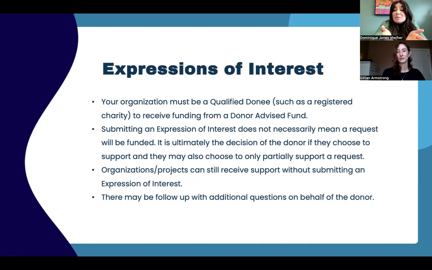In terms of best practice, as I mentioned, this is a new procedure for us, but I see it as an organization may want to fill this out once a year, maybe twice a year, just as emerging needs come up, and then we will circulate it with our donors. Keep in mind that it is ultimately the decision of the donor if they choose to support your organization, and they also may choose to only partially support your request. But at the end of the day, we're hoping to get some more money out to organizations that are creating great impact in our community.